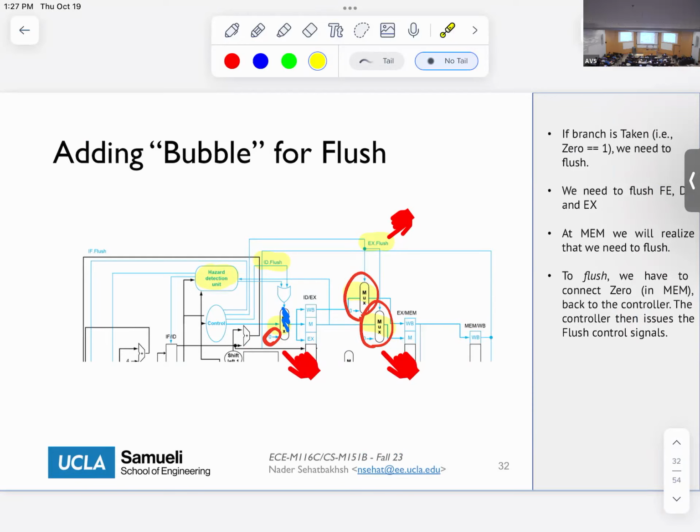I'm putting a note here that describes how we do the flush. As you can see, essentially all you need to do is know that your branch is going to be taken. So the moment that 0 becomes 1, you know that your branch is taken. So you connect that into your controller, and then your controller issues the flush, right? As I said, I'm going to show you the full picture, but this is the idea. The moment that 0 is 1, this means that your branch is going to be taken. And that's when you know that you made a mistake, so you have to go back and fix it, okay?